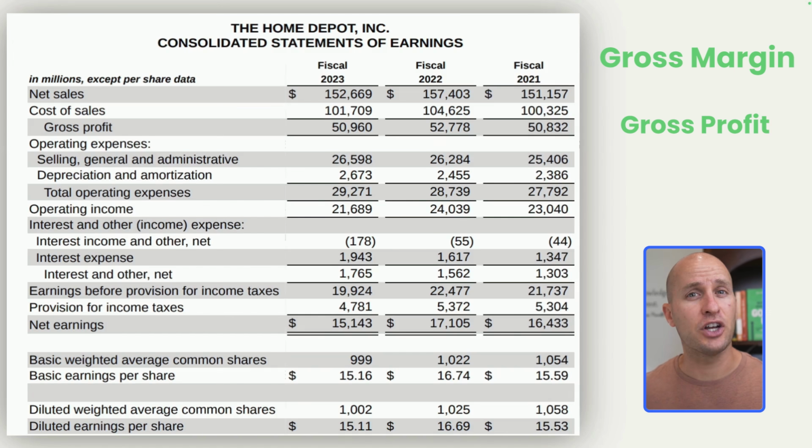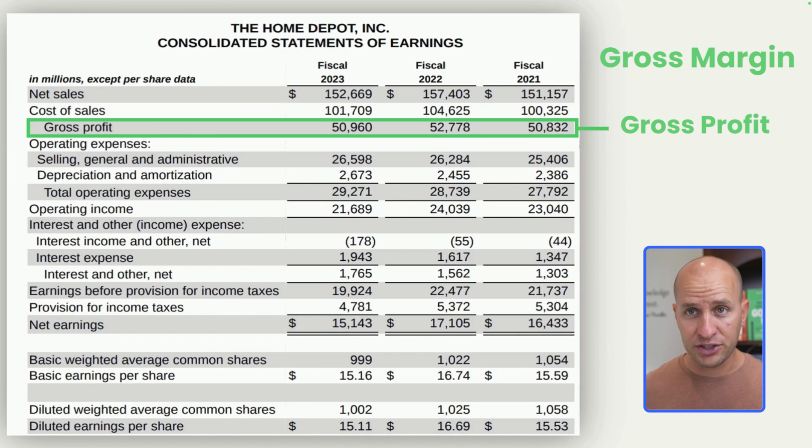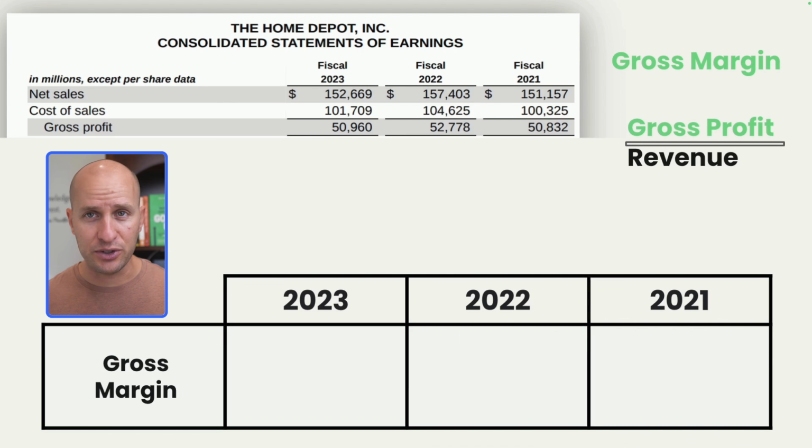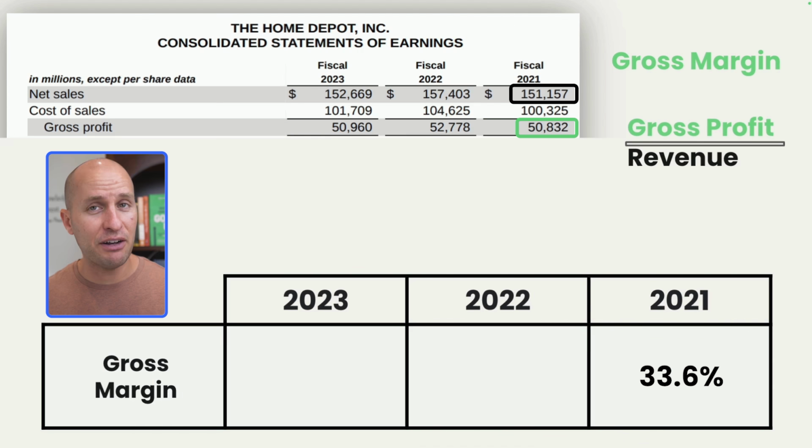This takes a company's gross profit and, like all margins, it simply divides it by revenue. This tells you for every dollar in sales, how many pennies the company turns into gross profit. So let's calculate gross margin for Home Depot. In 2021, the company reported $50.8 billion in gross profit and $151 billion in sales. If we divide $50.8 billion by 151, we get a gross margin of 33.6%. Said differently, for every dollar in sales, Home Depot generated 33.6 cents in gross profit.